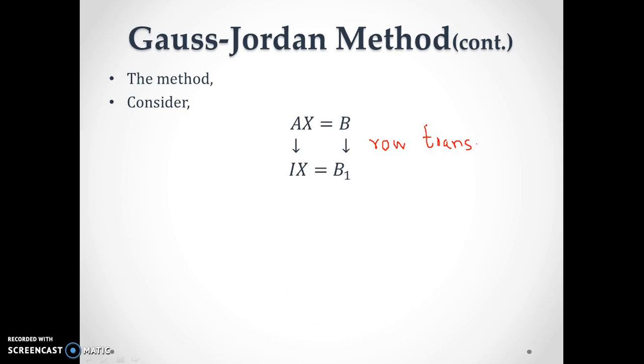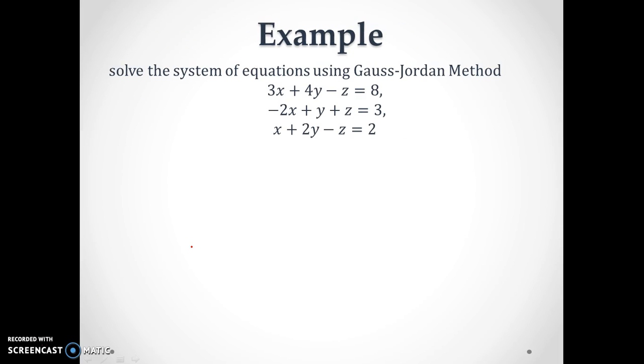So when we apply this row transformation on A, we are supposed to convert this A to I, and the simultaneous row transformations will also be applied on B. So when we do this procedure, we transform A to I and we transform B to some matrix, say B1. And when we do that, finally, since I times x is x, we get the solution as x equal to B1.